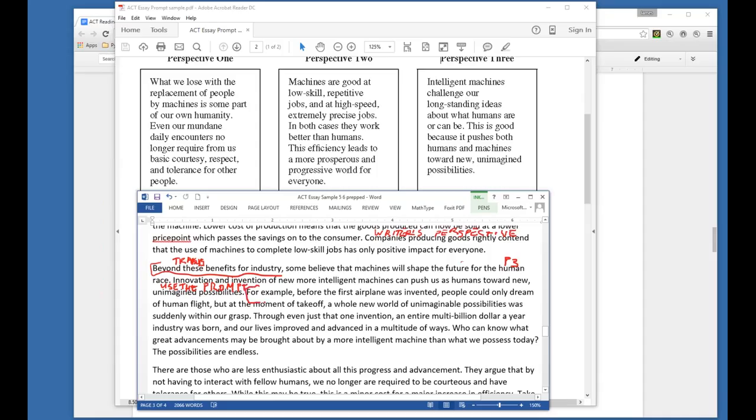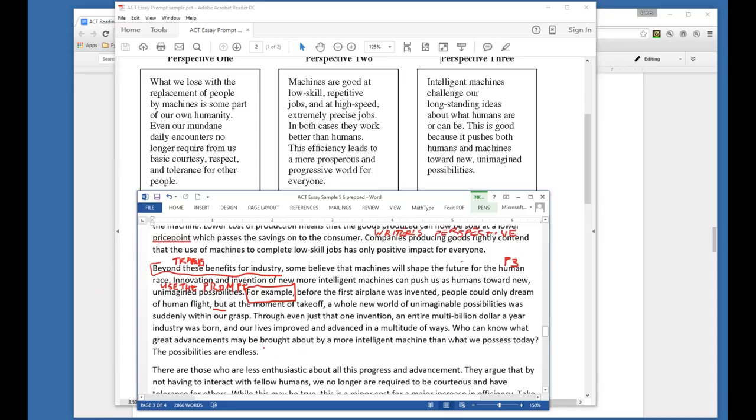For example, another nice transition. Before the first airplane was invented, people could only dream of human flight. But at the moment of takeoff, a whole new world of unimaginable possibilities was suddenly within our grasp. Through even just that one invention, an entire multi-billion-dollar-a-year industry was born, and our lives improved and advanced in a multitude of ways. Who can know what great advancements may be brought by a more intelligent machine than what we possess today.